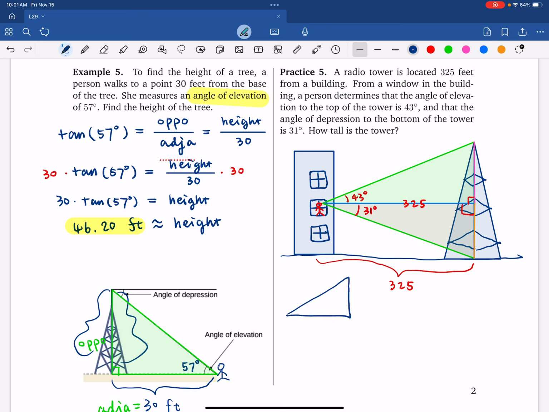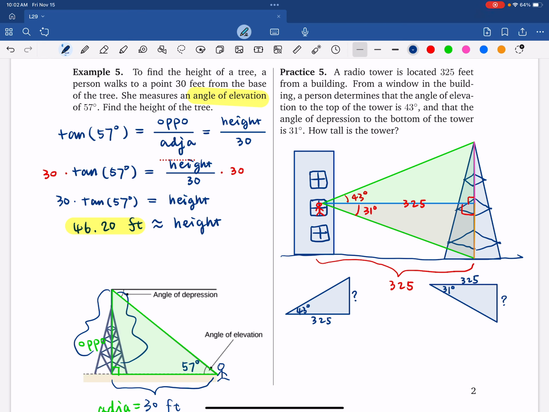To simplify the graph a little bit, I'm going to separate those two right triangles. So this is the top right triangle, and I know that this is 43 degrees, and this side is 325. We're looking at this side. For the bottom right triangle, it will look like this. We know that the angle is 31 degrees right here, and this side is 325 feet. We want to know what this side is. Once we know the two question marks, we add them up. That's the height of the tower.